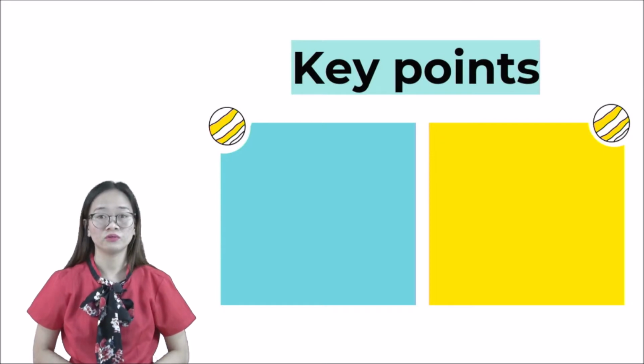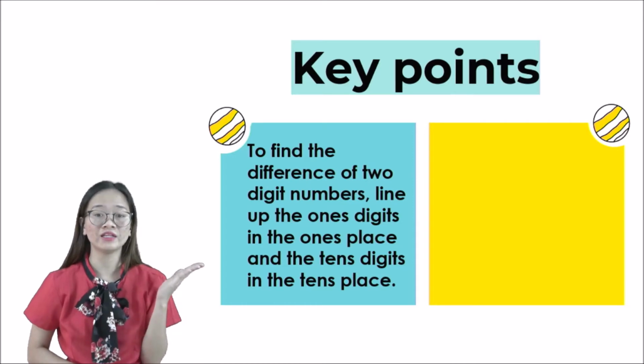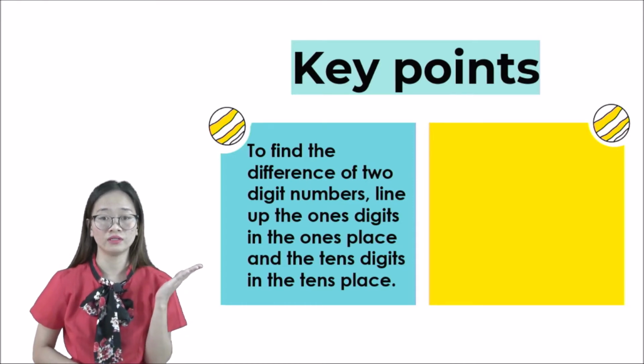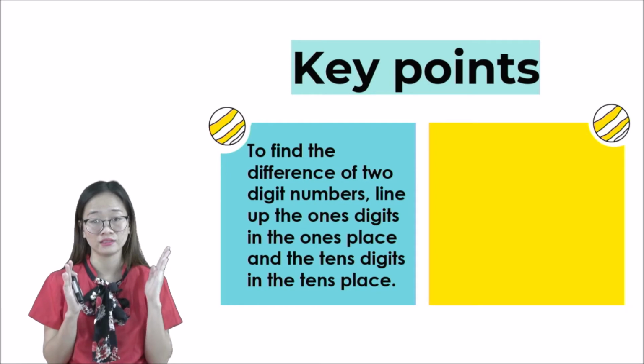Okay? To finish this lesson, we have these following key points, and after that, we will answer your activity in your book, okay? So, we have the key points. To find the difference of two-digit numbers, line up the ones digit in the ones place and the tens digit in the tens place. So we have the ones and the tens.